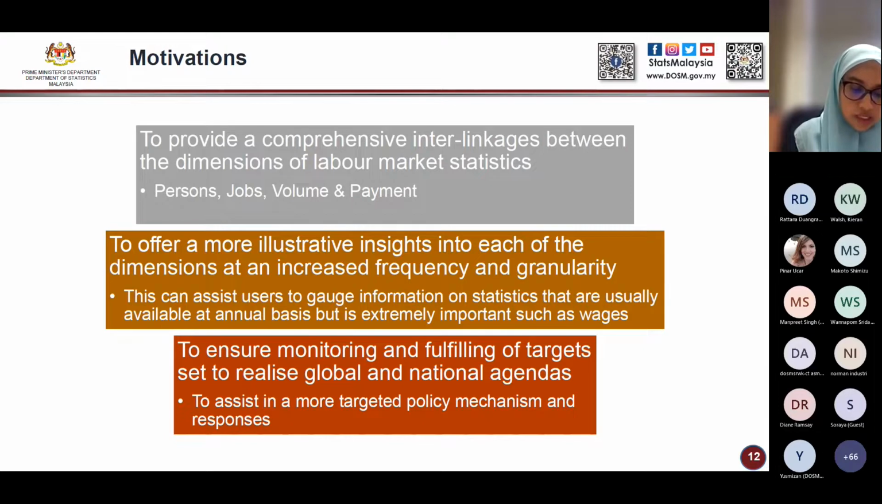And the second one is, as much as possible, we aspire to inform stakeholders and users with more granular and higher frequency statistics or insights on what is happening based on labor statistics. And the third one is basically, when we have all this information, hopefully we can ensure a more targeted policy mechanism to address various issues, and can actually assist those most vulnerable, or those who most require the assistance. Can we go to the next slide?